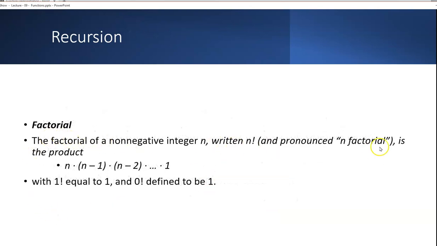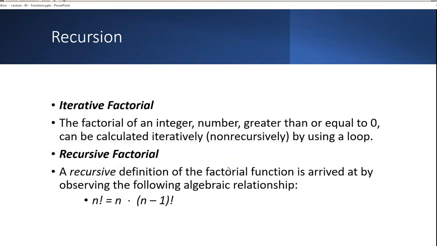So we've all seen a factorial in math. N factorial is the product of n times n minus 1 times n minus 2 and so on, with 1 factorial equal to 1 and 0 factorial equal to 1. So there are two ways we could write this. We could write this as an iterative factorial. The factorial of an integer number greater than or equal to 0 can be calculated iteratively or non-recursively by using a loop. The recursive definition of the factorial function is derived by observing the following algebraic relationship. N factorial equals n times n minus 1 factorial.